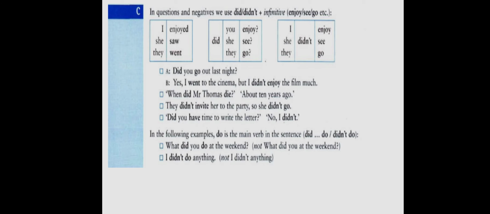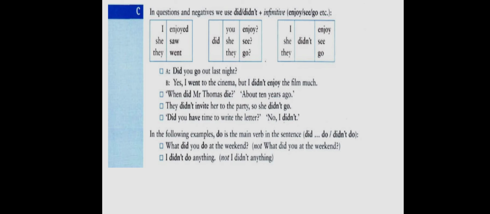Did you have time to write a letter? No, I didn't. This is a short answer. No, I didn't. Yes, I did. No, I didn't. Did you have time to write the letter? Here we use did because the question is in the past, and have, its original form, is had, it changes into the base form have. In the next slide, I'm going to explain all these sentences.